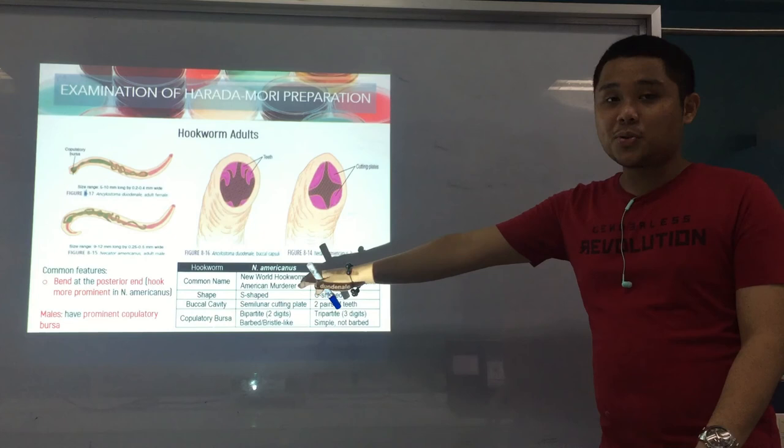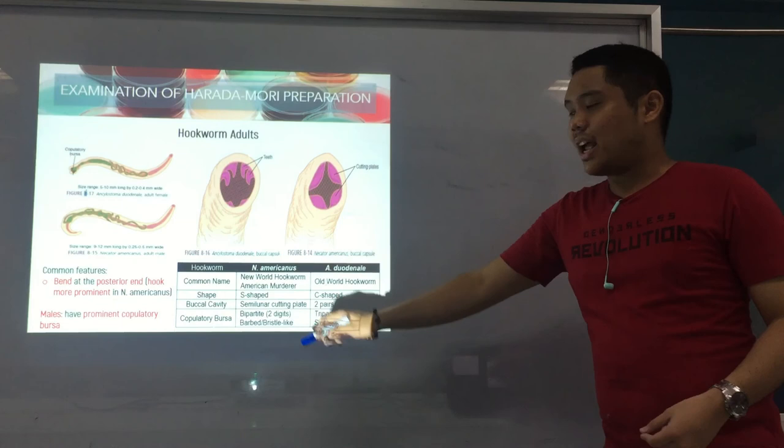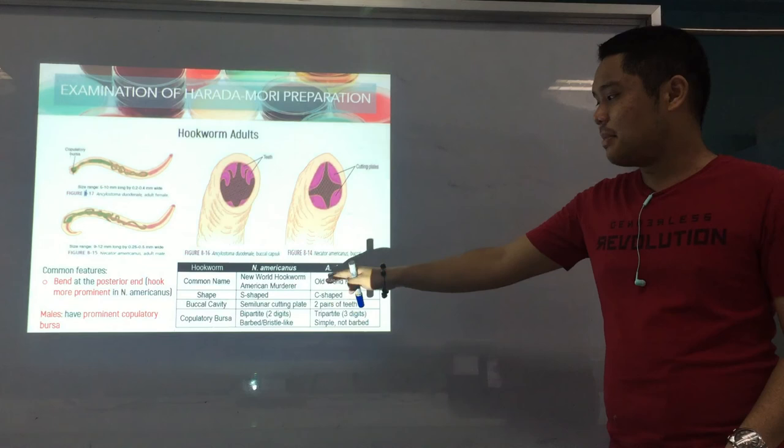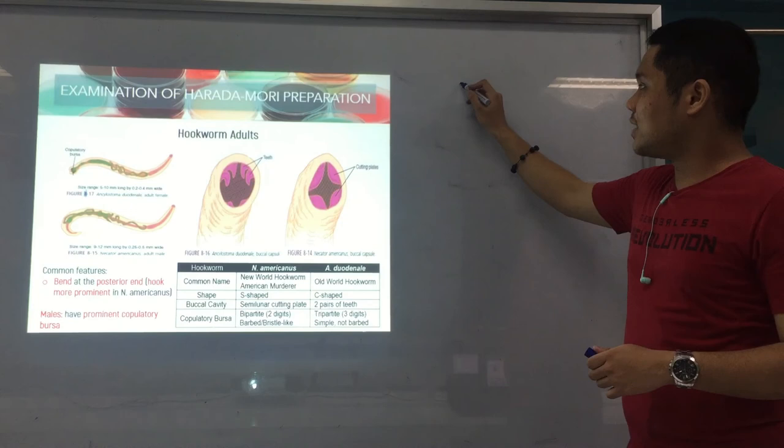We'll start with the common name. Necator americanus, by the name itself, is the New World hookworm. The direct translation of Necator americanus is American murderer. It's in America, so American murderer is the other name. Ancylostoma duodenale is the Old World hookworm. The shape of N. americanus is S, and Ancylostoma is quite straight.